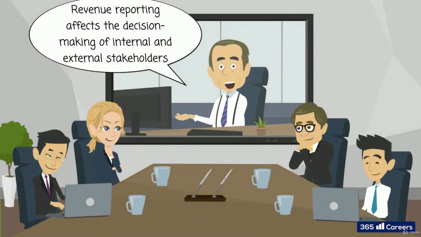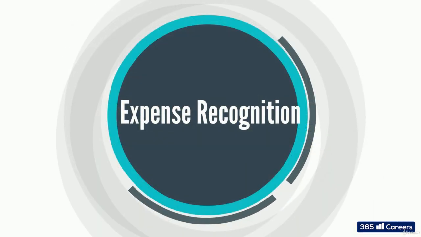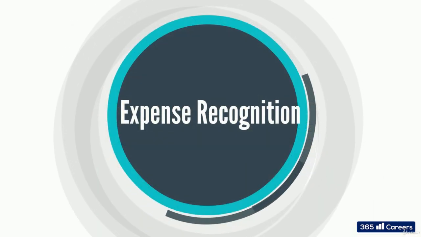Right. So, we've learned about the criteria that have to be satisfied in order to recognize revenues in the income statement. And we also know why financial authorities have come up with these rigid rules. Revenue reporting plays a critical role and impacts the decision-making of both internal and external stakeholders. In this lesson, we'll talk about the recognition of expenses.